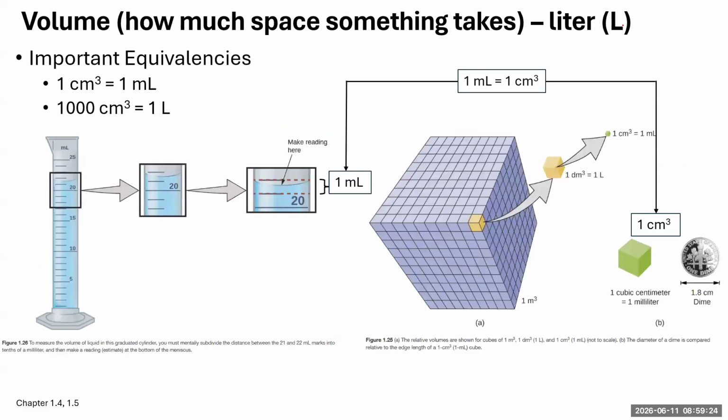All right, volume. How much space something takes up. I'm just going to rewrite this here in case this gets cut off, right? Liters, L-I-T-E-R. The symbol is capital L. Liter is how much space something takes up, right? So mass was how much stuff there is, how much matter. Volume is how much space that matter occupies, right?